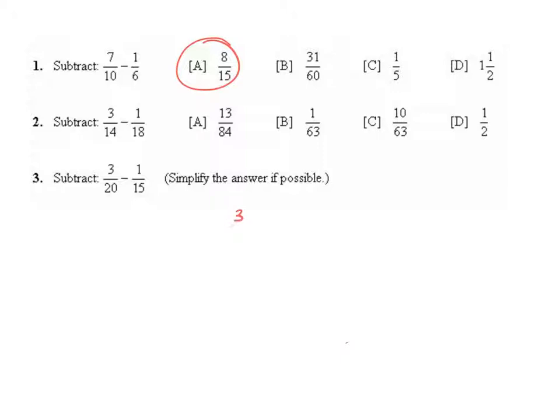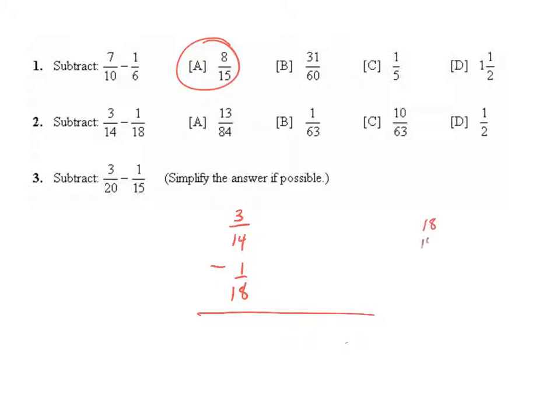Question 2 is 3/14 minus 1/18. And when I'm looking for a common denominator in this one, I can start counting by 18 and get 36 and then 54 and 72 and so on. But I don't immediately see a common multiple of 18 and 14.